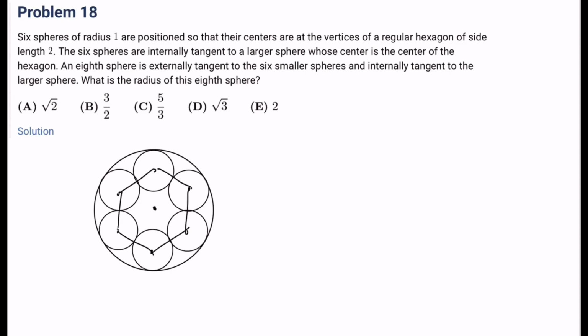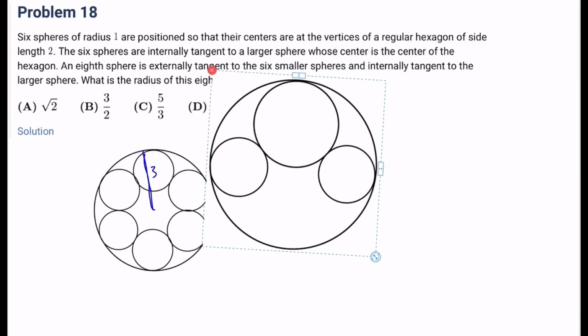That means from the center, this much is exactly 2. And since the radius is 1, that means the full radius will be 3. So the radius of the big thing will be 3. So that's what we know now. This is 3. If we have a side view with the larger sphere, it looks something like this.